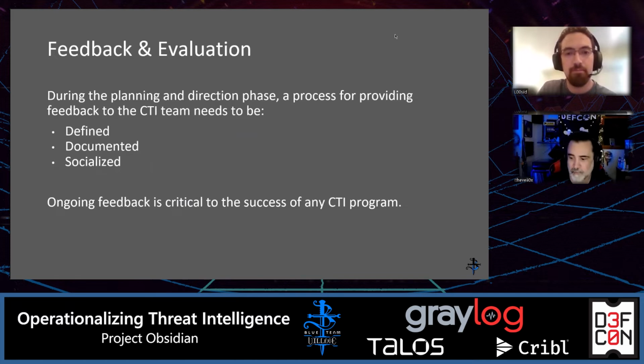And then as far as feedback and evaluation, this is really defined during the planning and direction phase, and it'll already have laid out a process for providing the feedback the CTI team needs. So people already know where to go if they have feedback on the product that gets produced or the dissemination of the report that we've received.